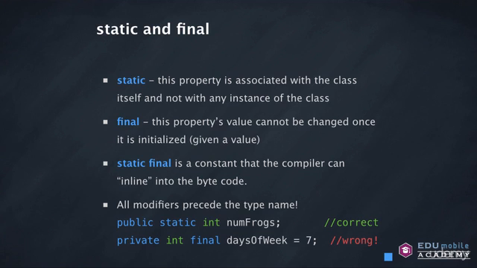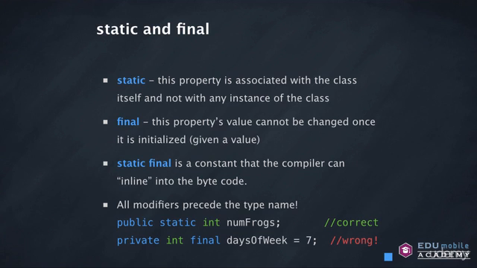Now we can also use static and final together, and if we do that, this is a constant that the compiler can just inline or slip into the bytecode as actually what its value is. So we'll see things like private static final int. Now, I should mention, though, that all of these modifiers must precede the type name.